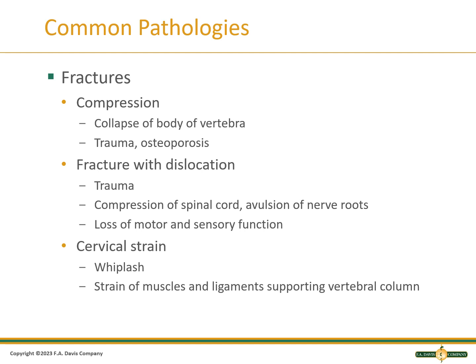And fractures that we can see through the neck and trunk. So we can see compression fractures where we have a collapse of the body of the vertebra, and basically it just starts to fracture under the weight of whatever is above that body. This can be caused by trauma, but it is more commonly caused by osteoporosis. We can see fractures with dislocation that most commonly happen as a result of trauma, and this can result in compression of the spinal cord or avulsion of nerve roots and loss of motor and sensory function dependent upon where the nerve root involvement is.